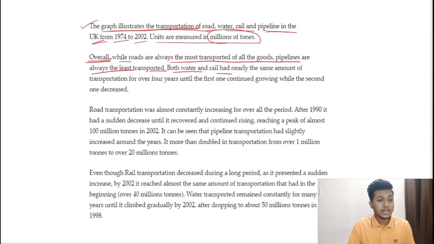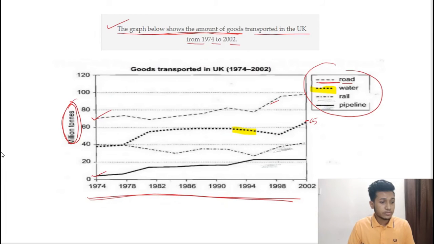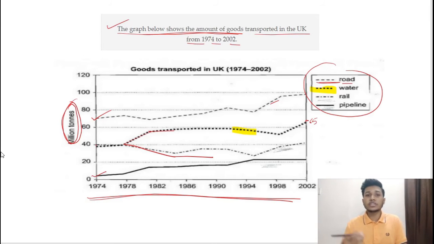Both water and rails have nearly the same amount of transportation for over 4 years, until the first one continued growing while the second one decreased. First one continued growing means water, and the second one means the rails decreased. You can see the graph. They both started at the same pace, but water rose up and railway decreased. So this is the point that I mentioned in the overview. Now what I mentioned in the overview, I will discuss the same thing in the body paragraphs.